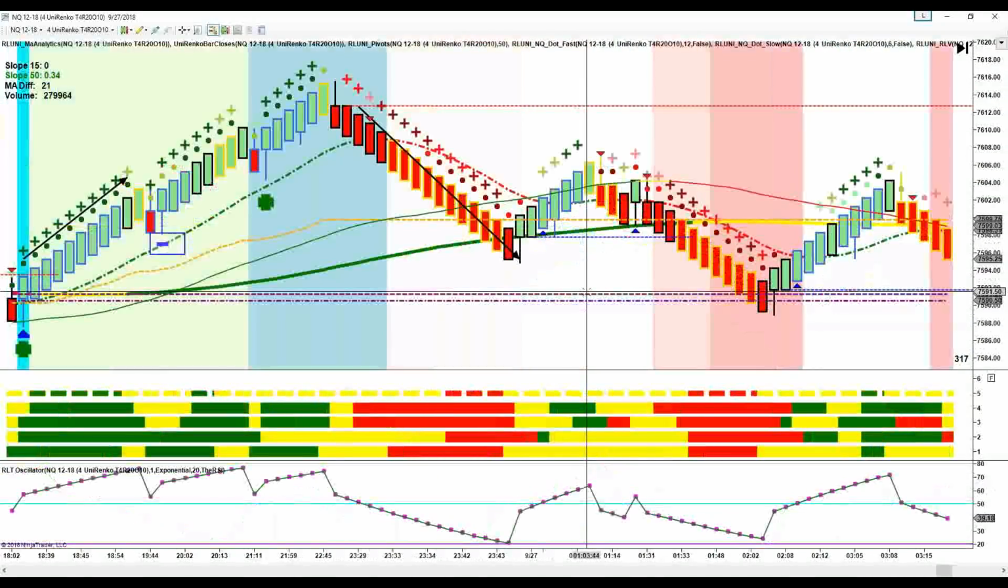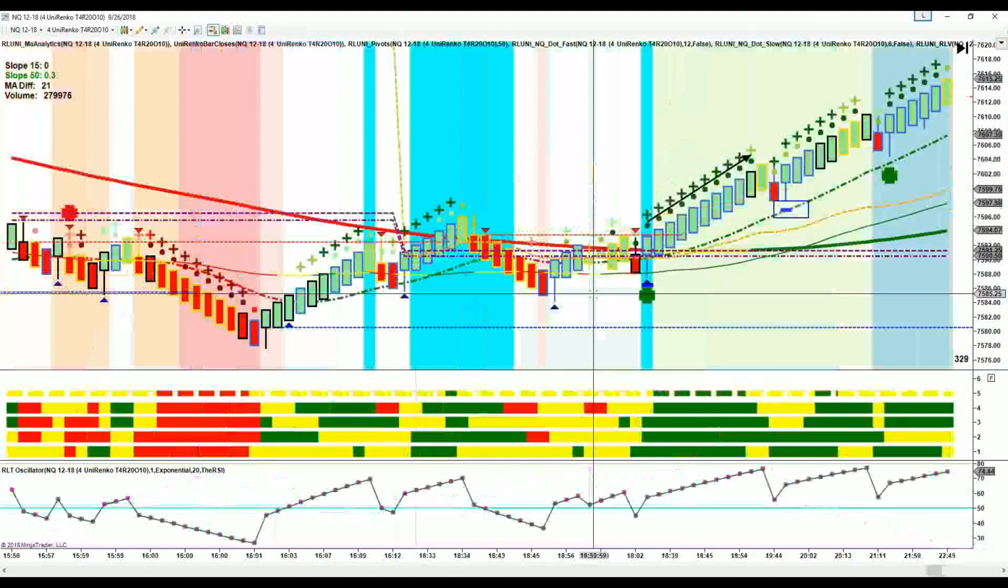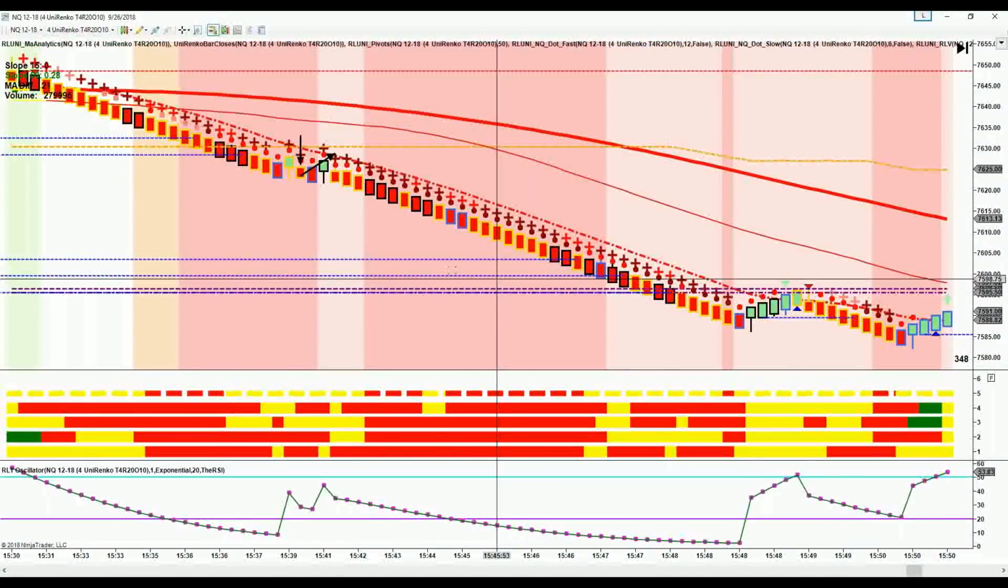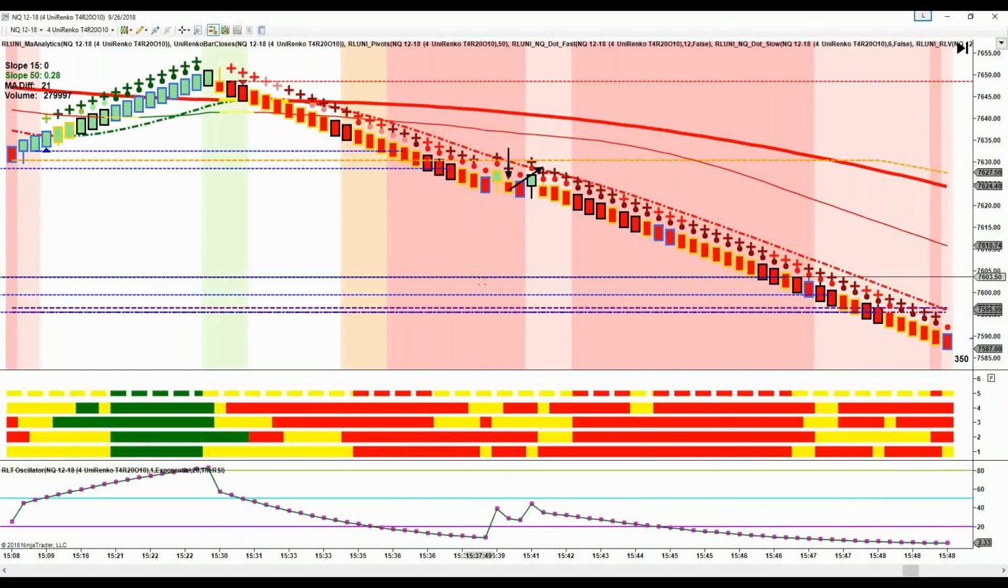Now, I'm still not getting any pivots. I might have to go in the other direction. So you are getting more pivots. You see all these pivots tracing out here?